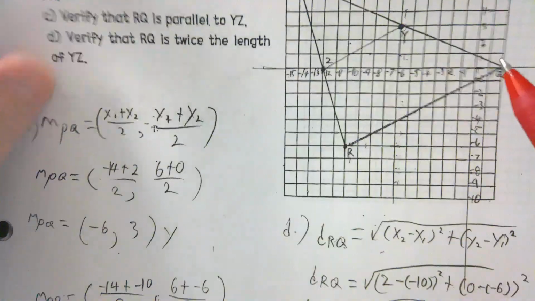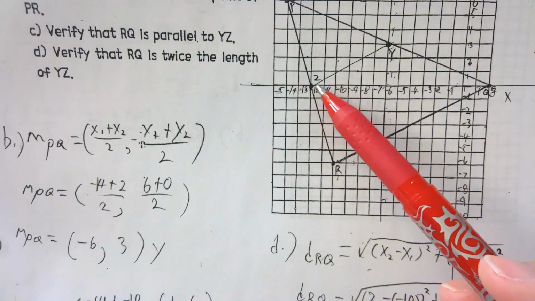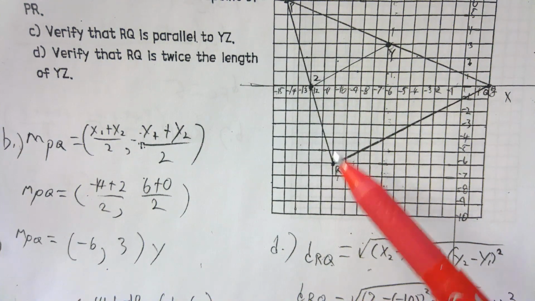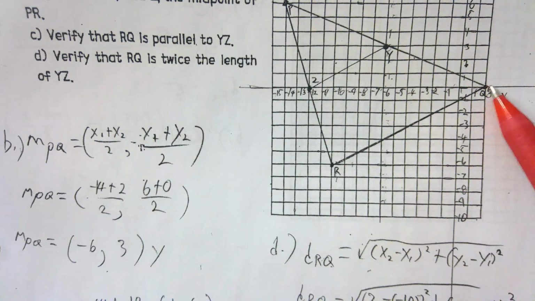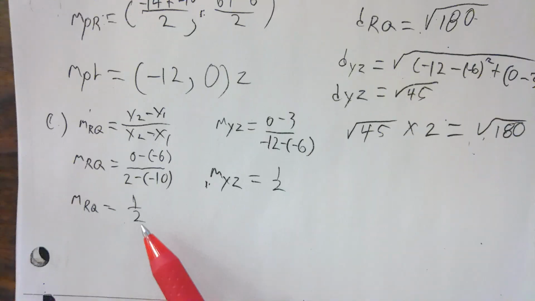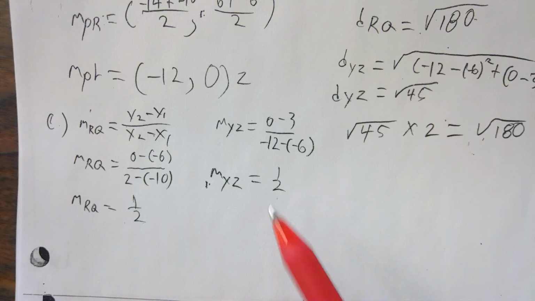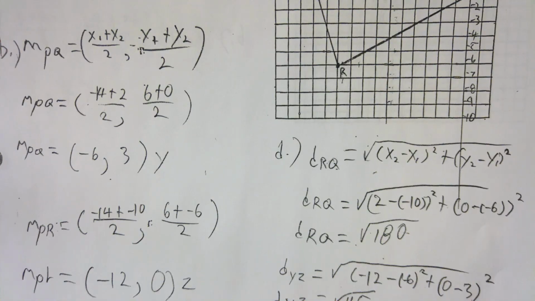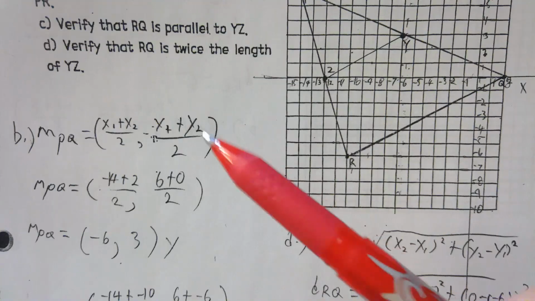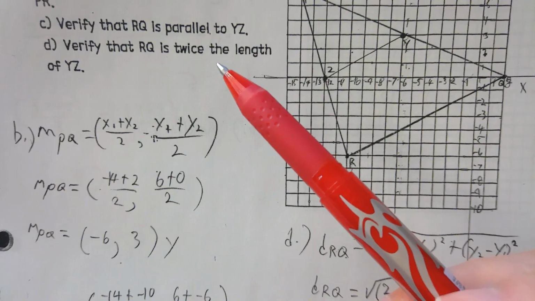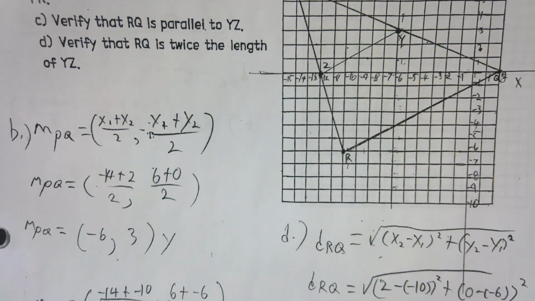So Leandro, if 2 lines are parallel, what does that mean? They have the same slope. Same slope. Good. So that means you have to do the slope of these 2 midpoints and the slope of these 2 midpoints. And when you do that, you'll see that both of them equals 1 over 2. Okay. So that means they are parallel. Okay. The second part of it says verify that the length is twice as long.